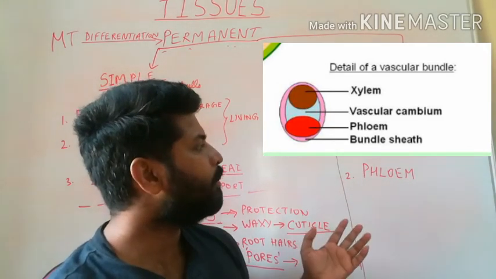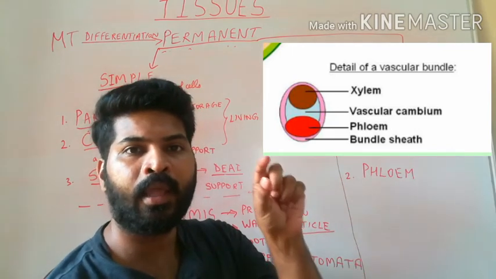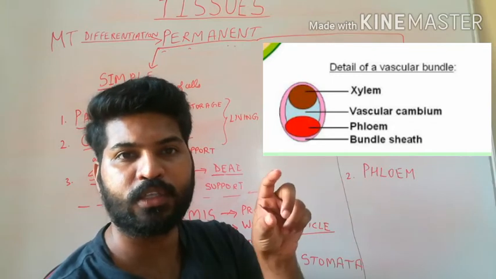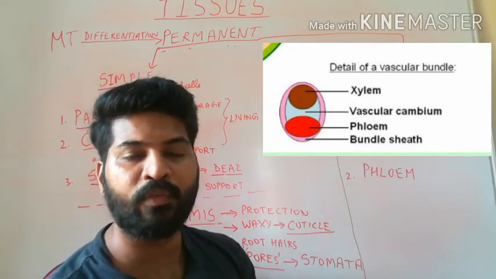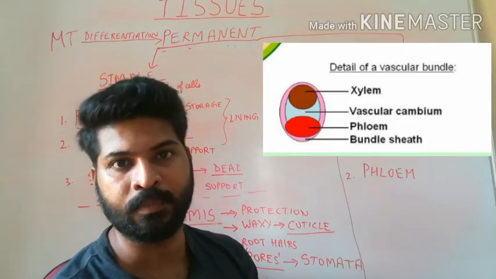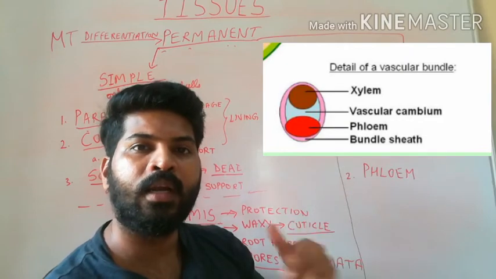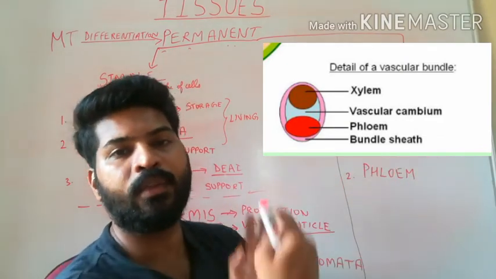The xylem tissue and phloem tissue may be separated by a thin strip of meristematic tissue called the cambium, which is an example of lateral meristem. This cambium in the future will divide and is responsible for increase in diameter of the plant.